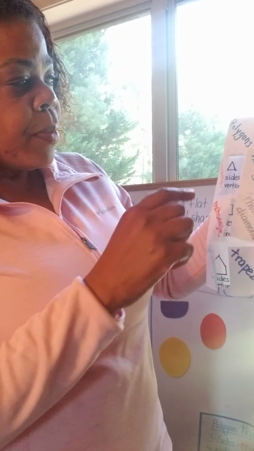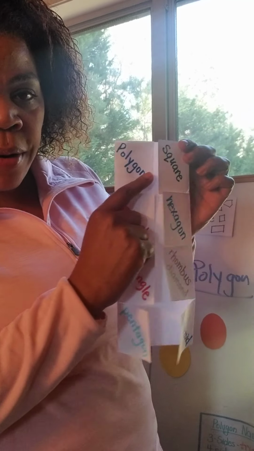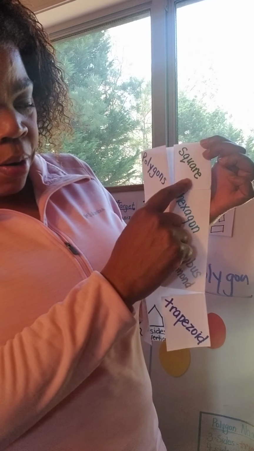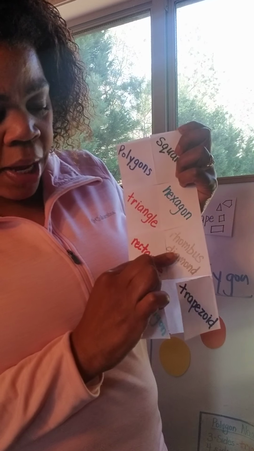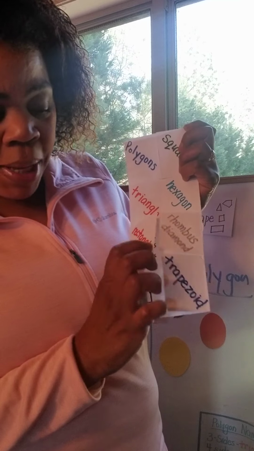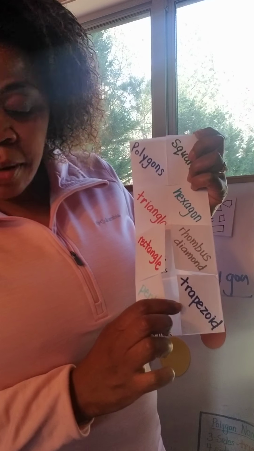Under triangle, I drew a triangle and I wrote 3 sides, 3 vertices, and it is a polygon, but it's not a quadrilateral because it has 3 sides. So these are the shapes that I want you to use, okay? You have polygon on the first square, then you're going to do a square, then triangle, hexagon, rectangle, rhombus or diamond, trapezoid, okay?